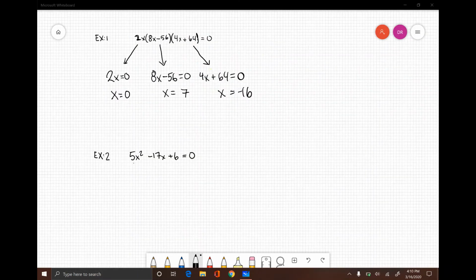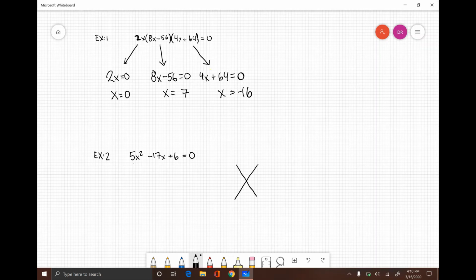Now, the challenging questions are going to involve trinomials that are not in factored form that are equal to 0. What you need to do is rewrite these trinomials into factored form so that you have a product of polynomials that are being multiplied together and equal to 0. So for this example 2, we're going to rewrite the trinomial by finding the decomposition terms and then factoring by grouping. The two numbers that multiply to give you 30 and add up to give you negative 17 are negative 2 and negative 15.